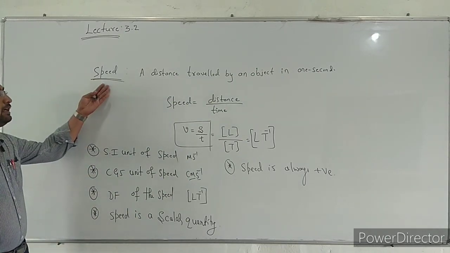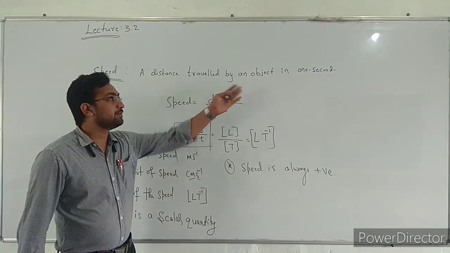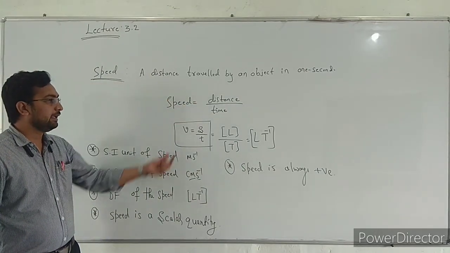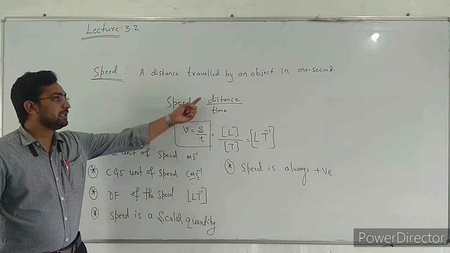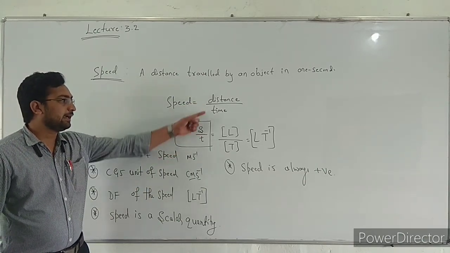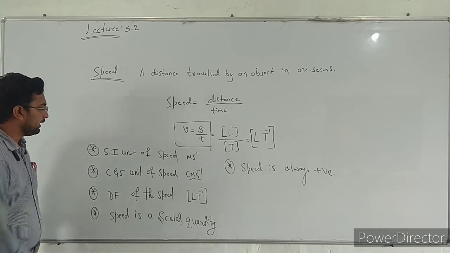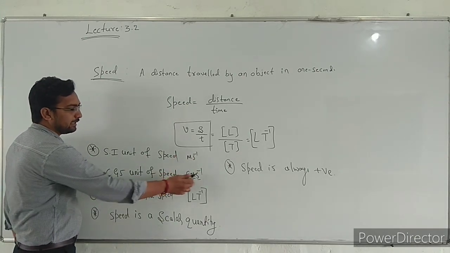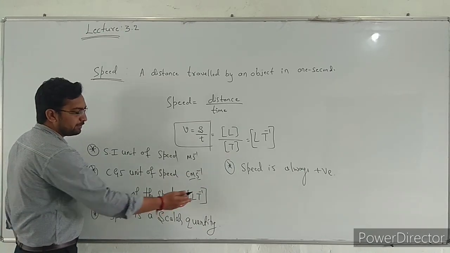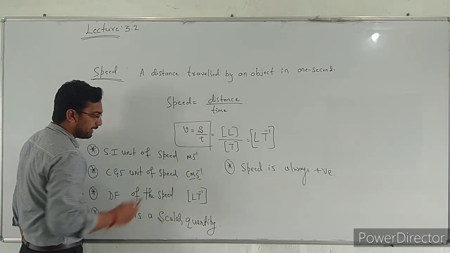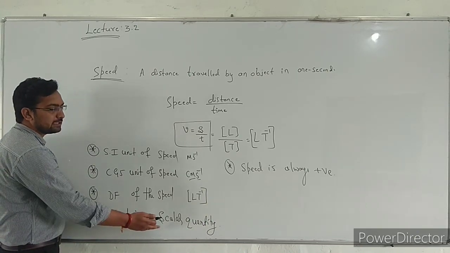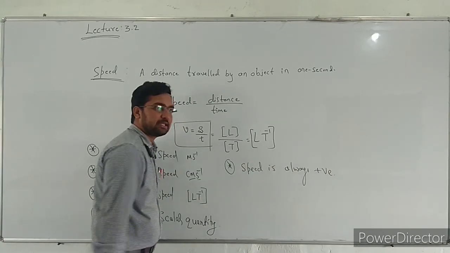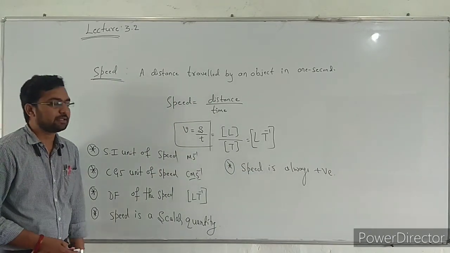So the distance traveled by an object in 1 second is called speed. Speed is equal to distance by time. Here small v indicates speed, s indicates distance, and t indicates time. The SI unit of speed is meter per second. The CGS unit of speed is centimeter per second. The dimension formula of speed is L T to the power of minus 1. Speed is a scalar quantity, and the last point is that speed is always positive.